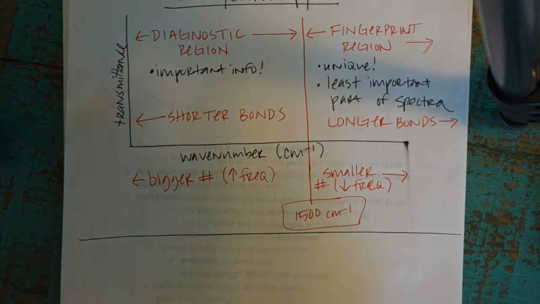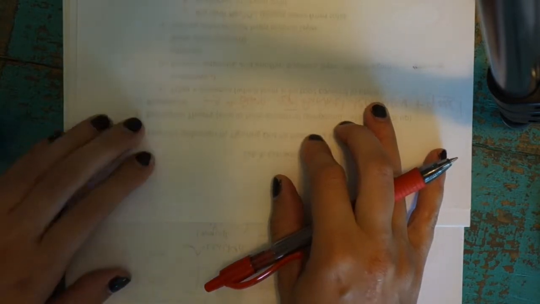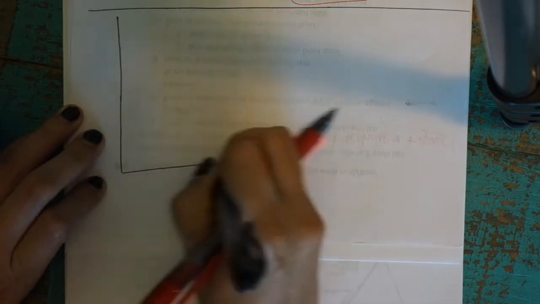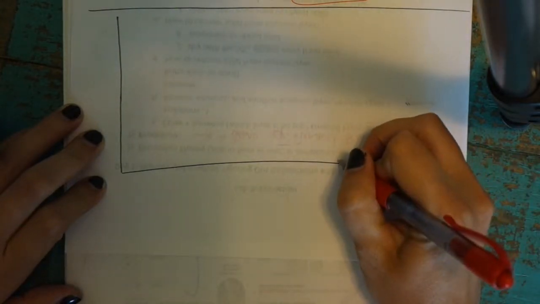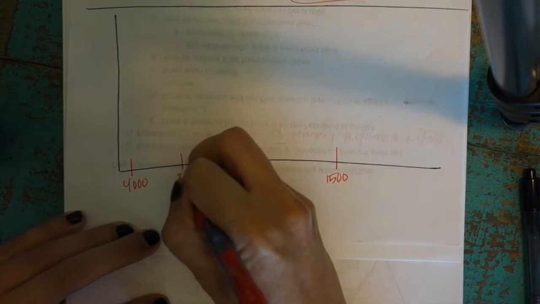Okay, so let's go through and do an overview of the different regions, where they show up. And then I'll go through each region in more detail to talk about what you would expect to see there. Okay, so again, our dividing line is 1500. And again, this is our wave number on the bottom. I'm not going to label it here. But over here on the very far left, you usually go up to roughly 4,000. So I'm going to mark some important numbers on the spectrum here.